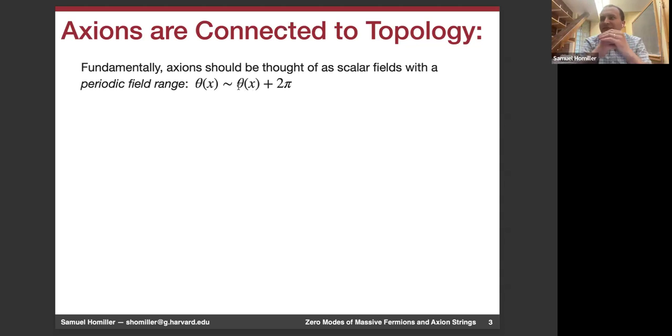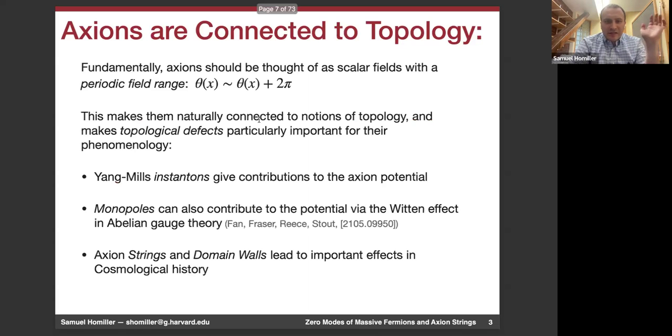You could always divide out the axion decay constant, and then the period would be 2 pi f for the axion decay constant, but that doesn't really make much difference for what I'm going to be talking about. But the fact that they have this periodic field range makes them, in the context of field theory, just intrinsically connected to interesting topological notions. And they derive a lot of their interesting properties from their interactions with topological defects.